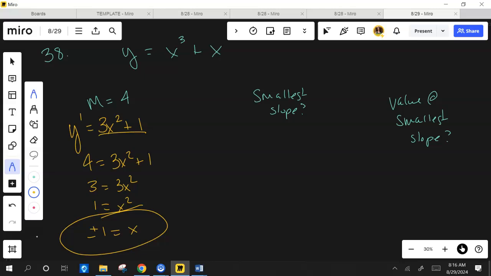Where is the slope 4? At positive 1 and negative 1. Okay, that was the answer to the first question. Then it says, what is the smallest slope of the curve? Well, how do I find the slope of the curve? The derivative, right? That's the slope at a particular point. So it's saying, where does this have the smallest value?